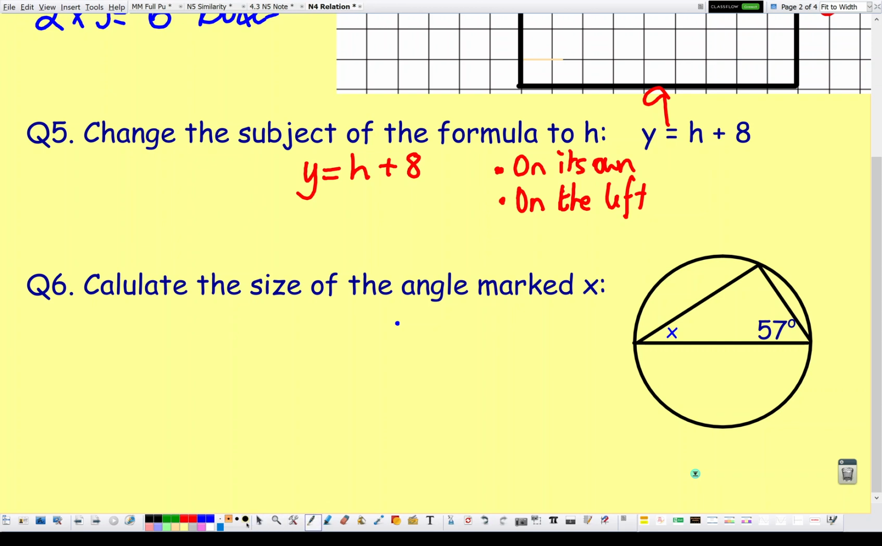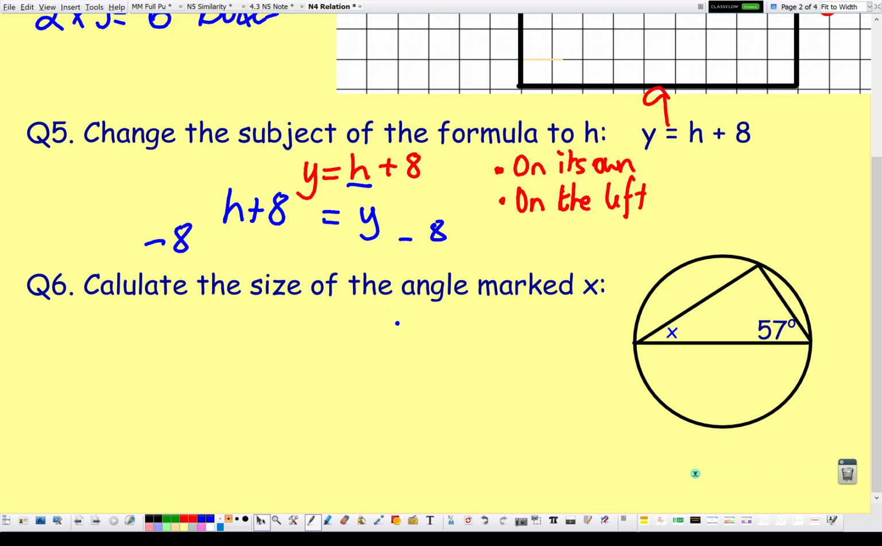So remember, this is quite a straightforward example. If the thing we want to make the subject, which is h, is not on the left, we just flip it round first. So we've got h plus 8 equals y. We just completely flip the equation round. Now we're thinking about our solving equation rules. I want to get h on its own, which means I want to get rid of this positive 8. The way I would do that is by taking away 8 from both sides.